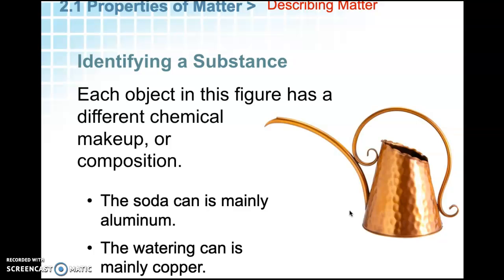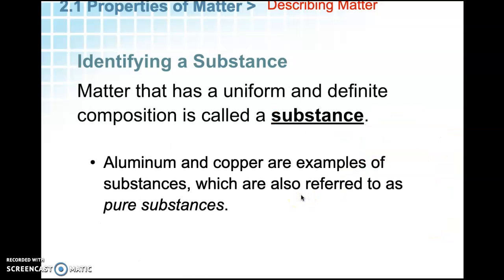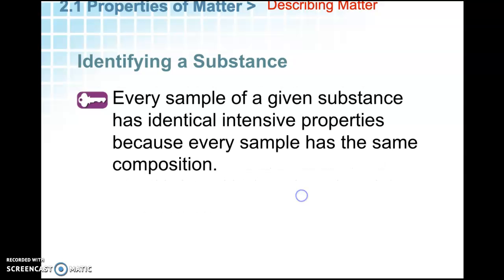Each object we see here, in this figure, has a different chemical makeup or composition. So if you have a soda can, it's mainly aluminum. In this case, you have a water can, and it's mainly copper. So we know that they have different looks. Matter that has a uniform and definite composition is called a substance. Aluminum and copper are examples of substances. You can also use the term pure substances. You probably see pure substances more than just substances. But if it's the same throughout, so if it's all aluminum or all copper, therefore it's a substance.